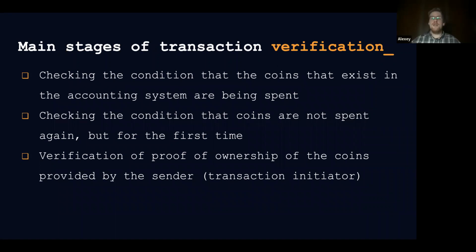Then check the condition that coins are not spent again, but for the first time. This is called double spending, and it can be done if the attacker creates an alternative version of the chain, makes someone believe temporarily in this alternative version of the chain, and then this alternative version, a branch as we often call it, or a fork, is discarded.